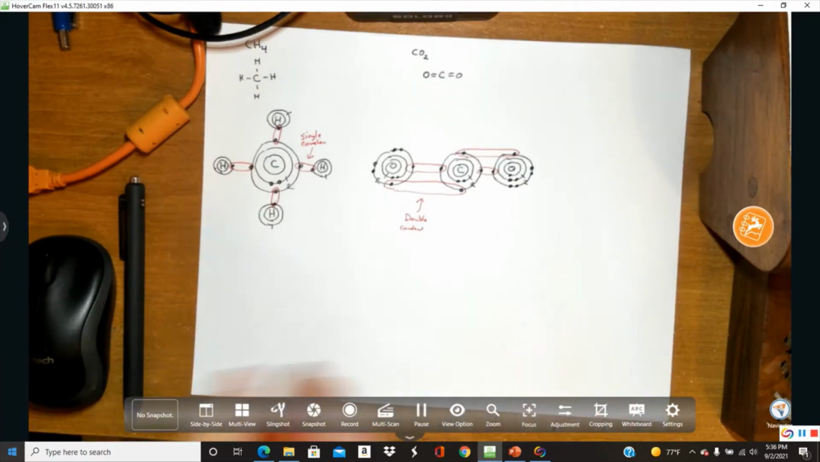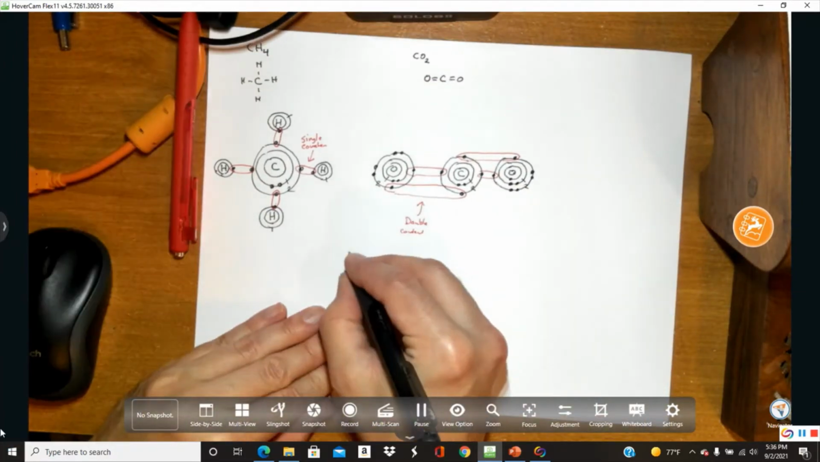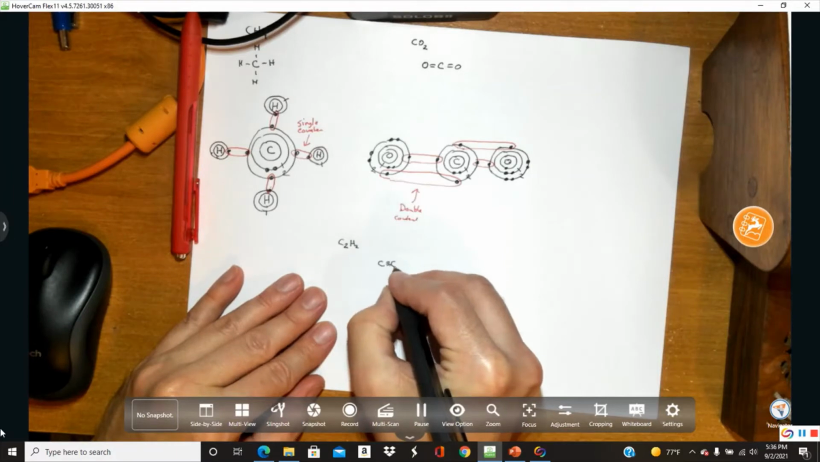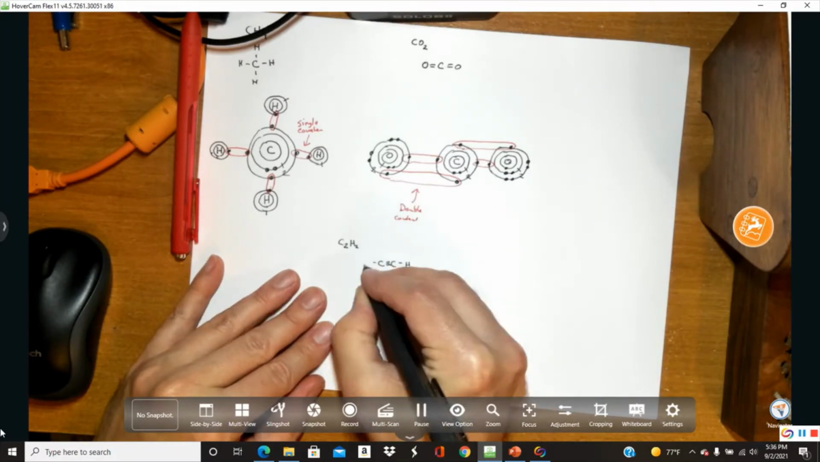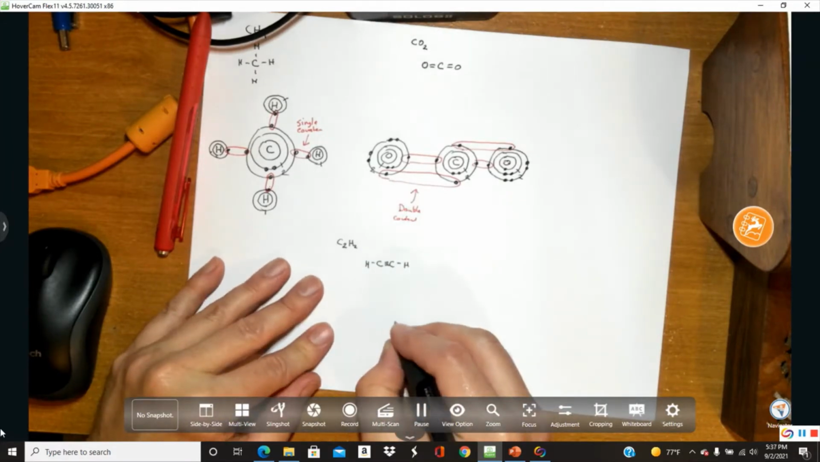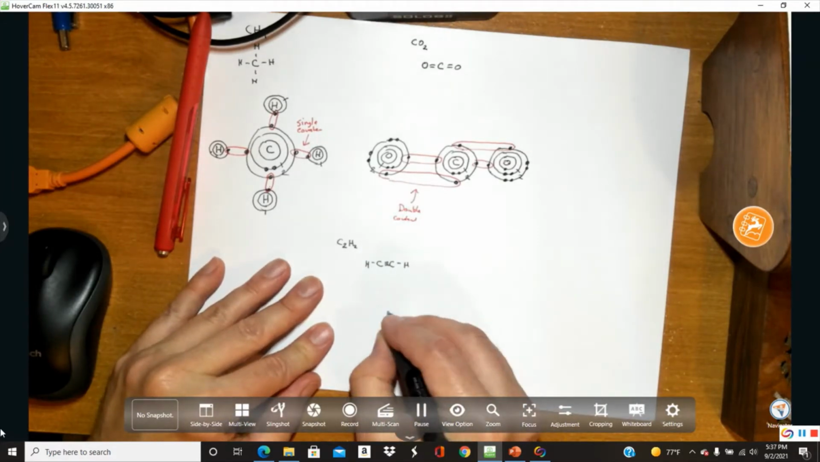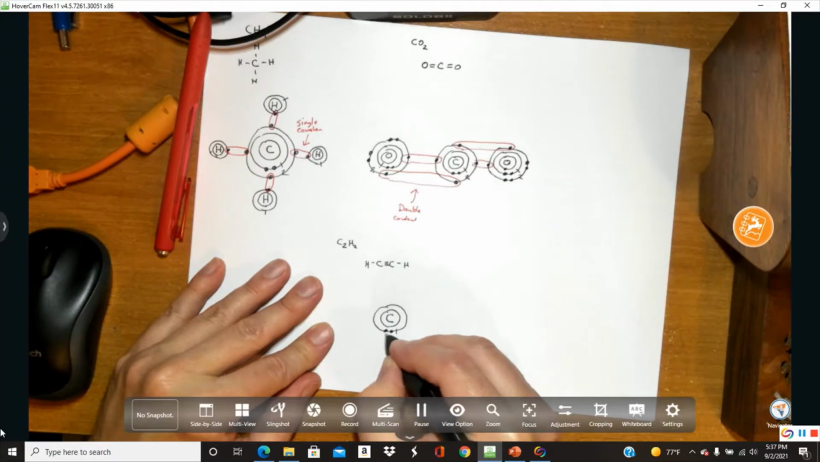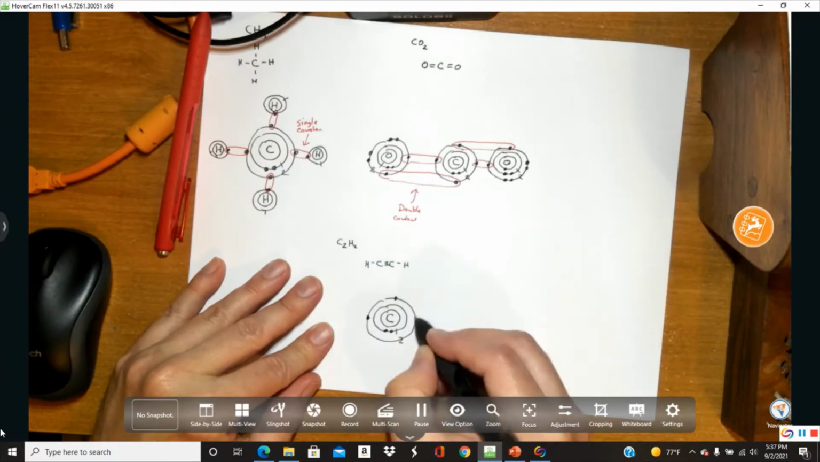Now, let's say I wanted to make the molecule C2H2. Now, if you have two carbons here, you would have to do this. So we're going to do a carbon-to-carbon triple bond. So what we're going to do, we're going to draw a carbon atom here. There's its nucleus. There's the first shell. Let's do 2 electrons in that first shell. Let's draw its second shell here, and let's do its 4 electrons.